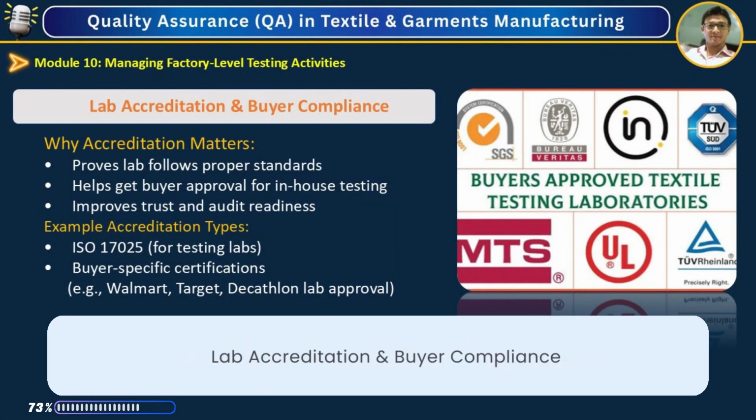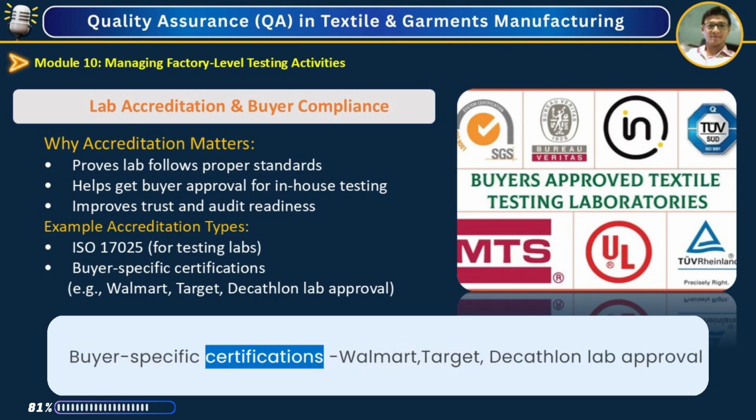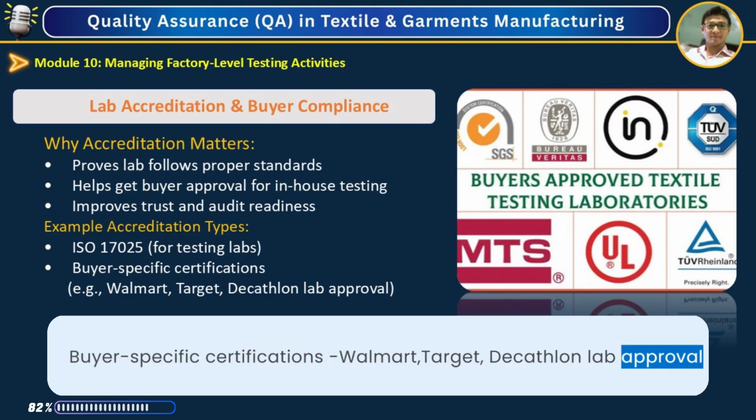Lab accreditation and buyer compliance. Why accreditation matters? Proves lab follows proper standards. Helps get buyer approval for in-house testing. Improves trust and audit readiness. Example accreditation types: ISO 17025 for testing labs. Buyer-specific certifications: Walmart, Target, Decathlon lab approval.